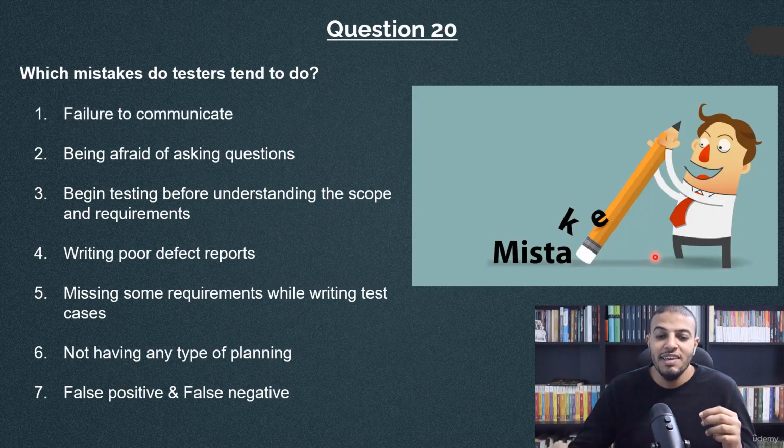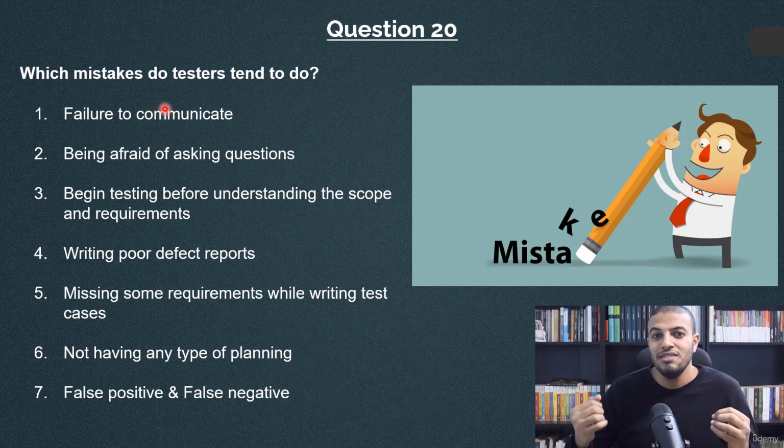The next question says, which mistakes do testers tend to make? And there is no ideal answer to this question, okay? Testers might make many mistakes, okay? Just being late for work, for example, is a mistake. But we are talking about popular mistakes that most testers tend to make. So the first thing is bad communication.